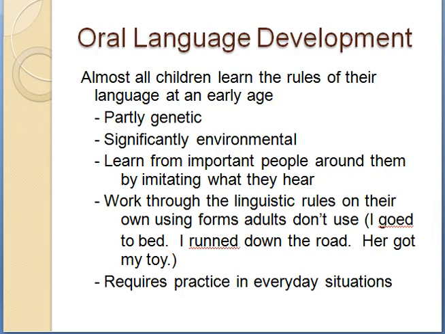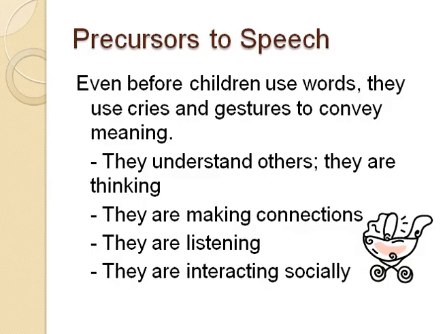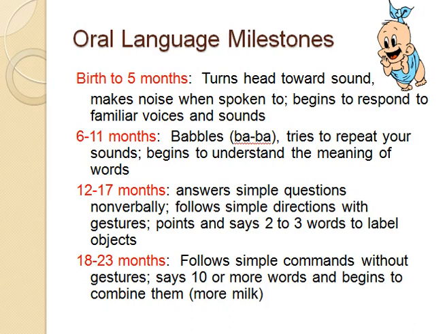We are hardwired, in a sense, to develop language in our early years. We've seen also that a child's environment can impact vocabulary and language development. On the next 3 slides, we will find general milestones for language development that takes place from birth to age 5. From birth to 5 months, the child turns his head toward sound, he makes noises when spoken to, he begins to respond to familiar voices and sounds.